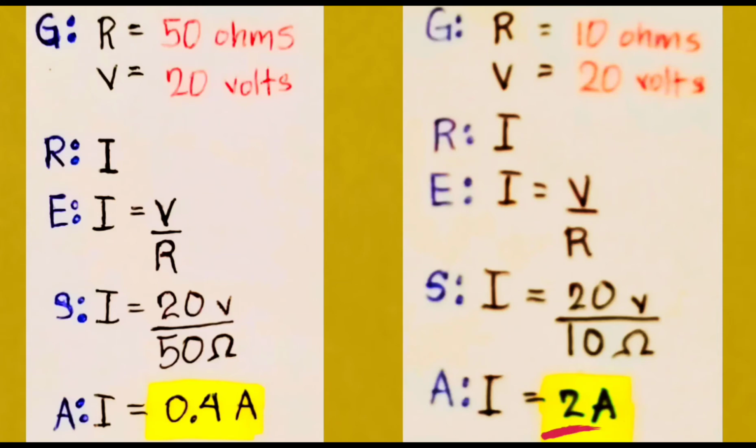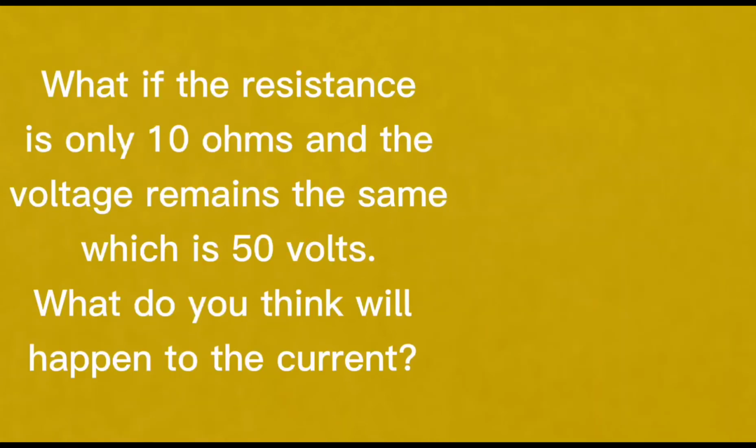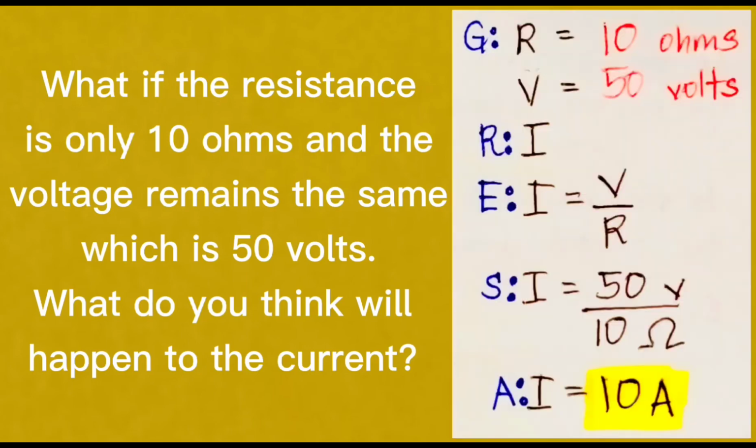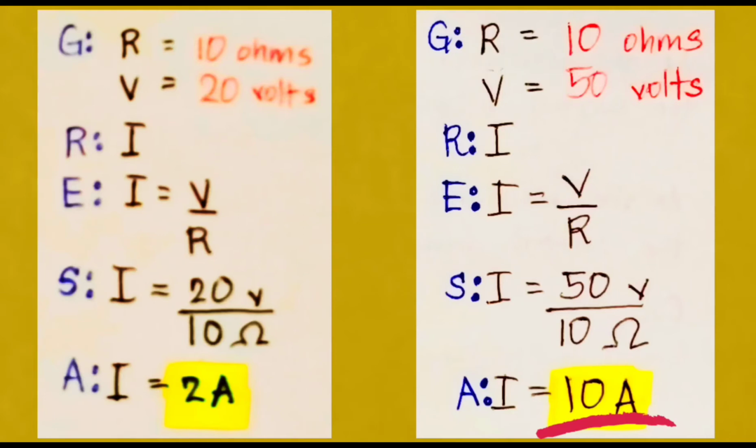Now, look at what happened to the amount of current when we lessened the resistance from 50 to 10 ohms. It is proof that when resistance decreases, the current increases. Or, if resistance increases, the current decreases. Using the same problem, this time let's increase the voltage to 50 volts and see what will happen to the current. 50 volts divided by 10 ohms equals 5 amperes. Now, look at what happened to the amount of current when we increase the voltage. As the voltage increases, the current also increases.